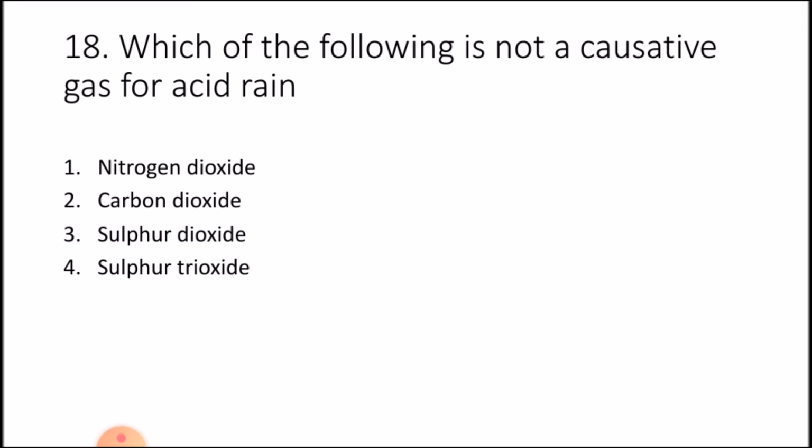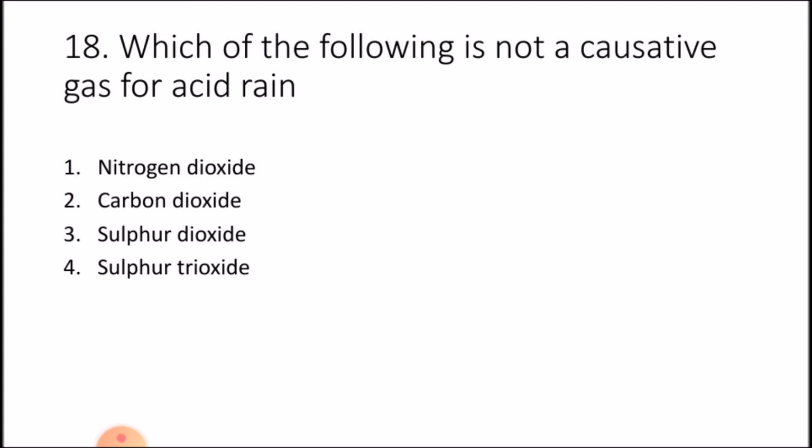Question number 18. Which of the following is not a causative gas for acid rain? So simply we can define acid rains as the rains having pH below 5.6. So mainly the oxides of nitrogen and oxides of sulfur are involved in acid rains.